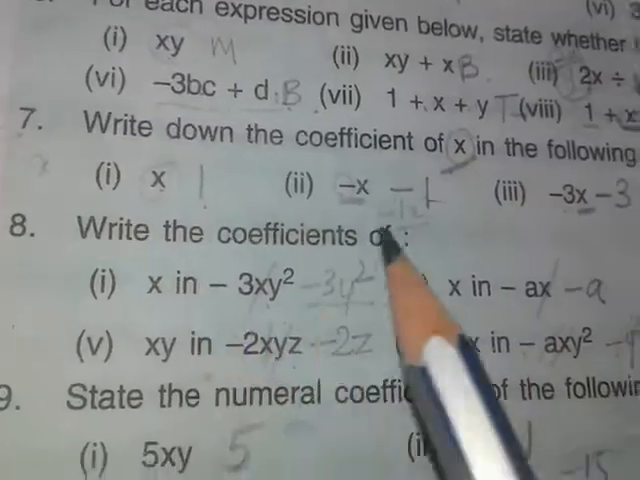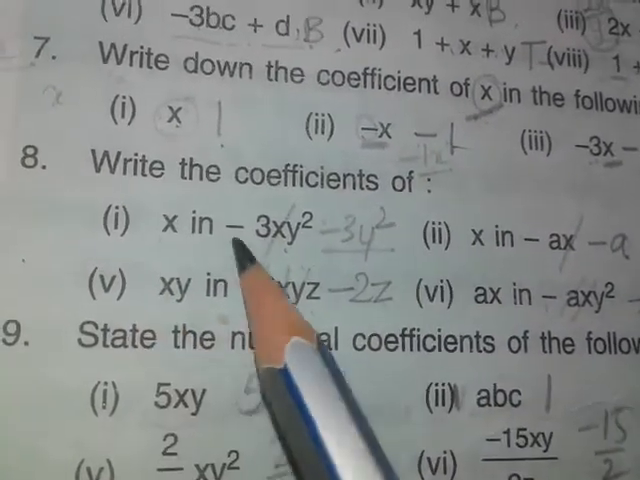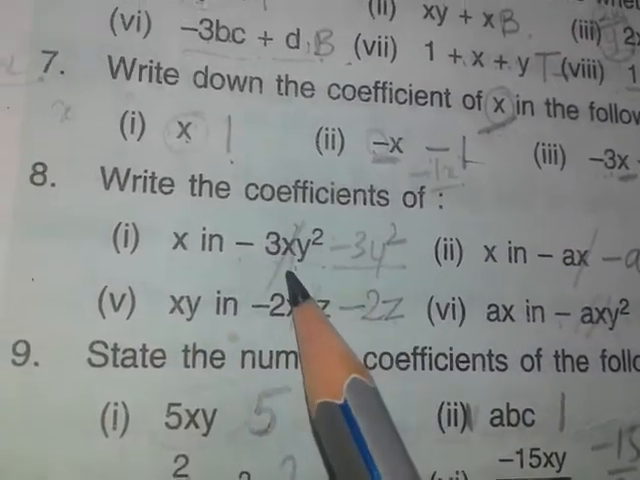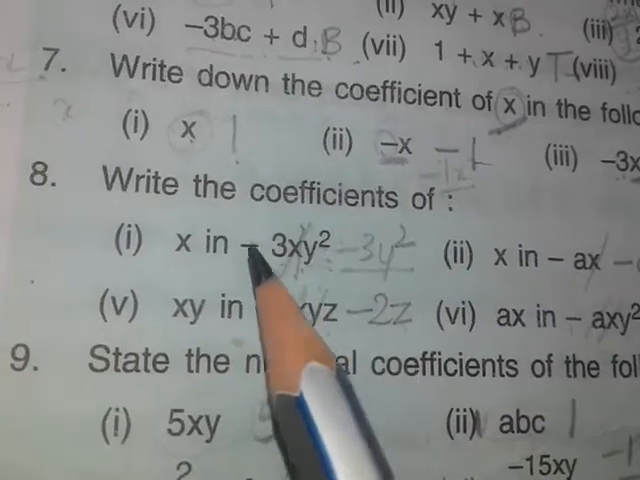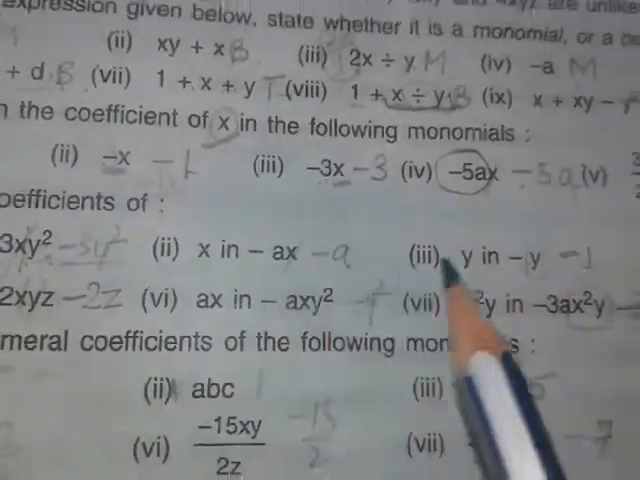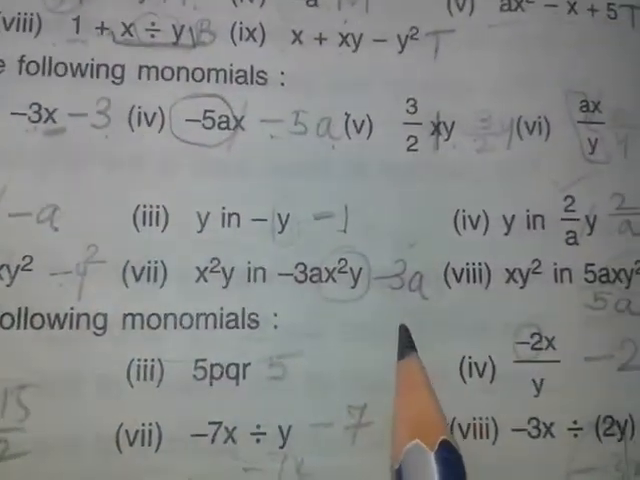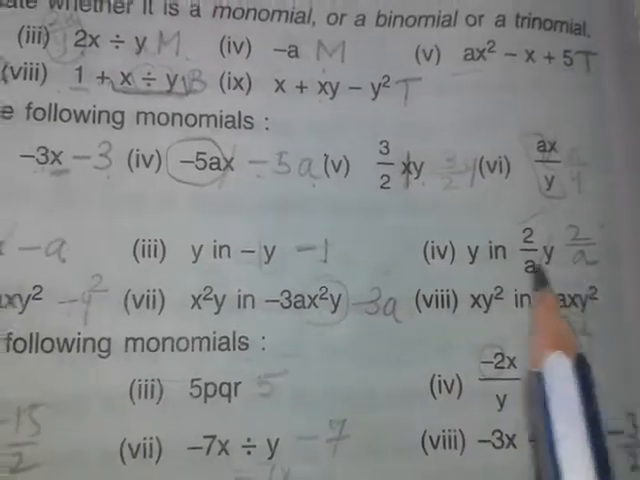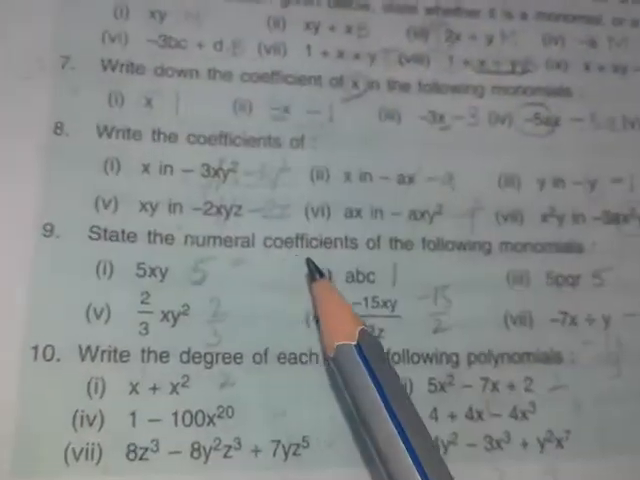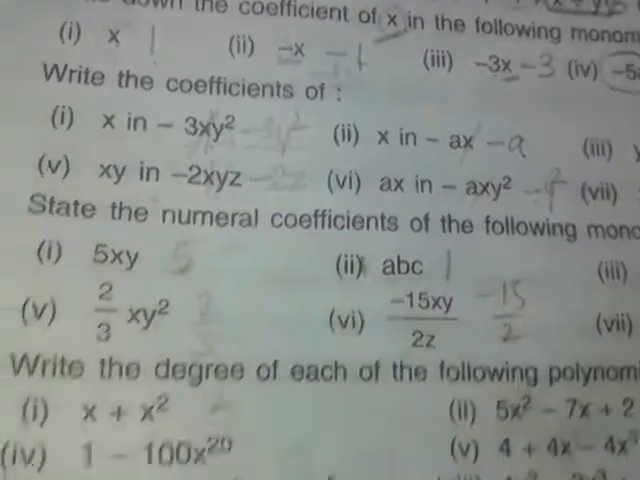Okay. Again, write the coefficient of x in minus 3xy square. Leave x and write whatever is remaining. So minus 3y square is left. So you can see it is the same way we have seen in previous videos also. Okay. Degrees we'll discuss.